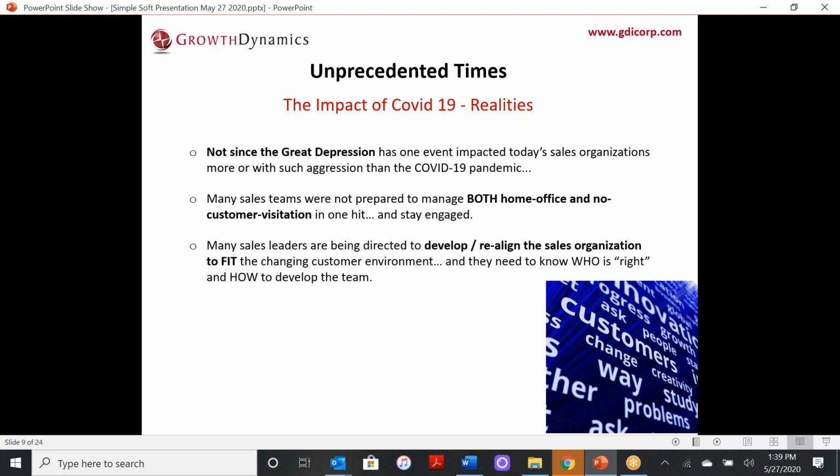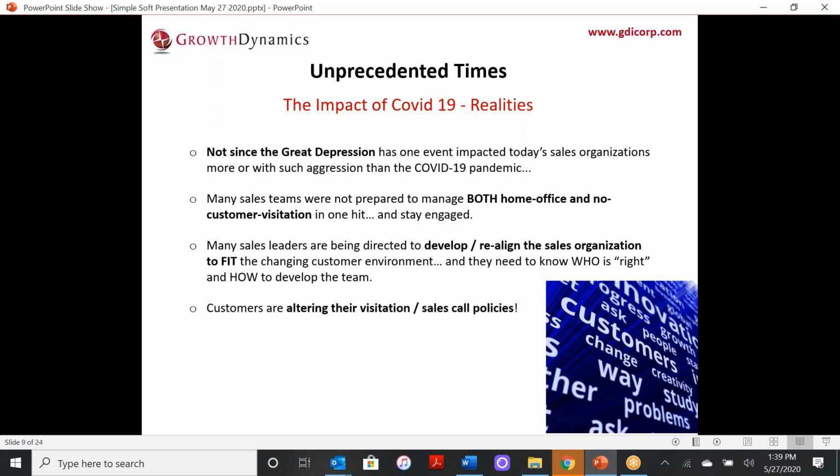Many sales leaders are also being directed to redevelop and realign the sales organization to meet or support the new, changing customer environment. And many of them are really struggling to figure out what is right, what type of sales team we are going to need, and how to develop that team, because the sales leaders in the organizations are struggling to figure it out as well. So we're all in the same boat.